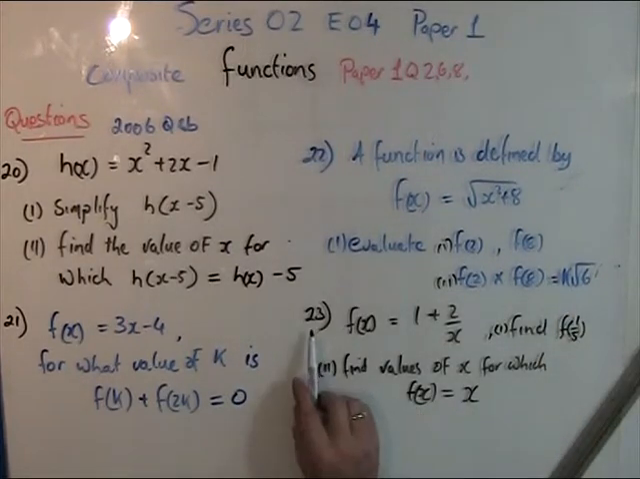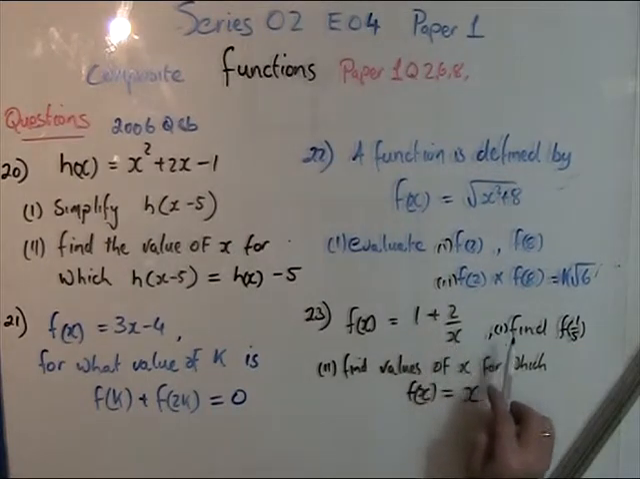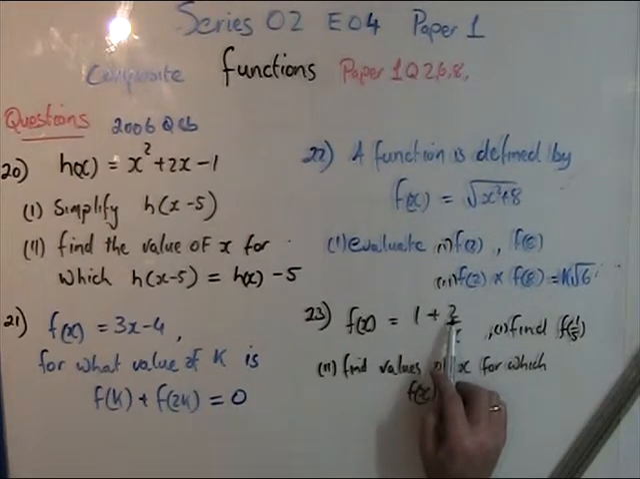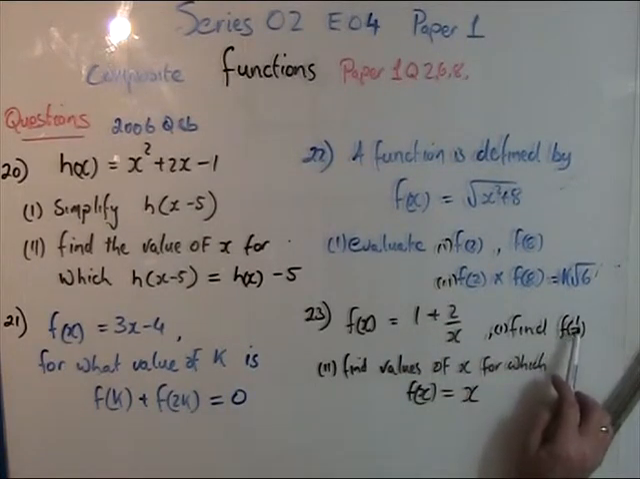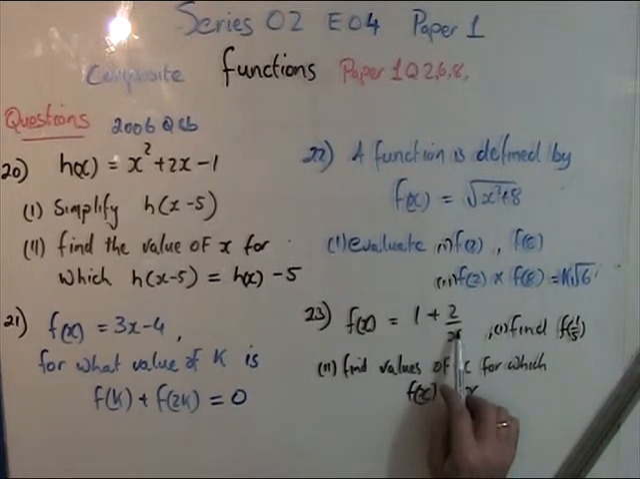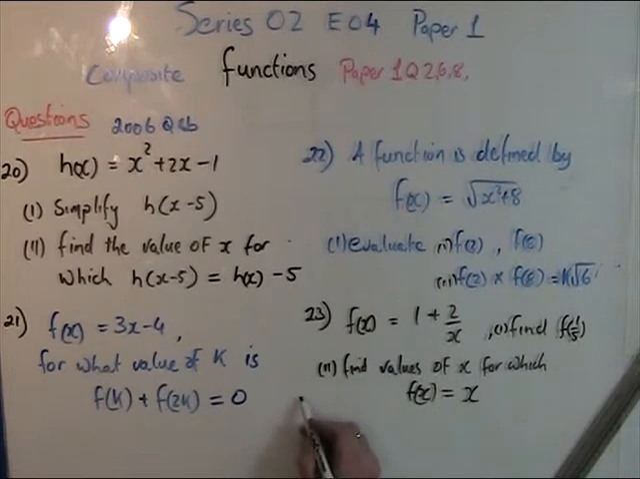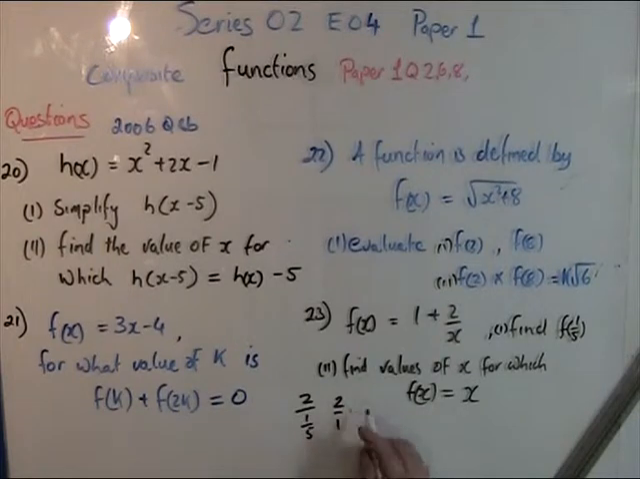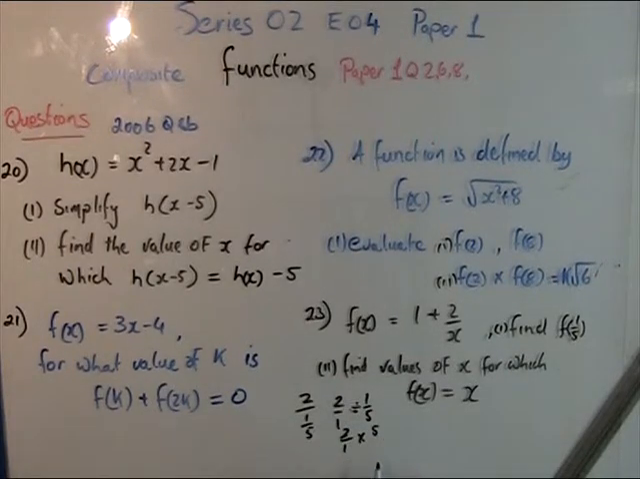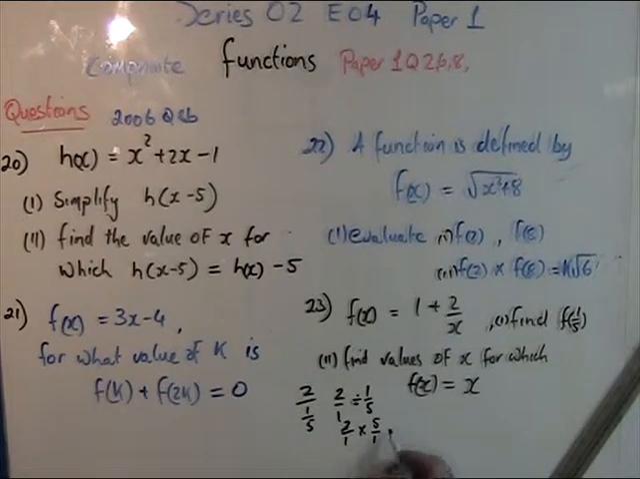Question 23. f of x is equal to 1 plus 2 over x. The 1 is not attached to the 2, it's 1 over 1, not 1 over x. Now find f of 1 over 5, a fifth, so you put a fifth in for x. You have 2 over a fifth, which is the same as 2 over 1 divided by 1 over 5. Turn it upside down and it becomes 2 over 1 multiplied by 5 over 1, which means 10. You know how to solve that fraction.